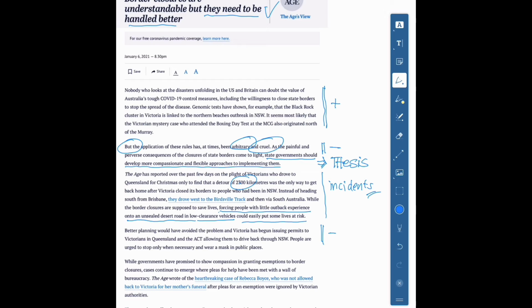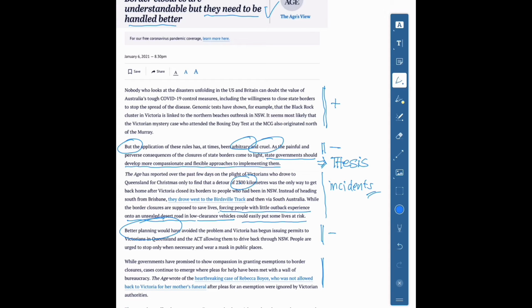So again, better planning would have avoided the problem, and Victoria has begun issuing permits to Victorians in Queensland and the ACT, allowing them to drive back through New South Wales. People are urged to stop only when necessary and wear a mask in public places. So government should make better planning for this. Okay, and again, let us now continue to this paragraph.